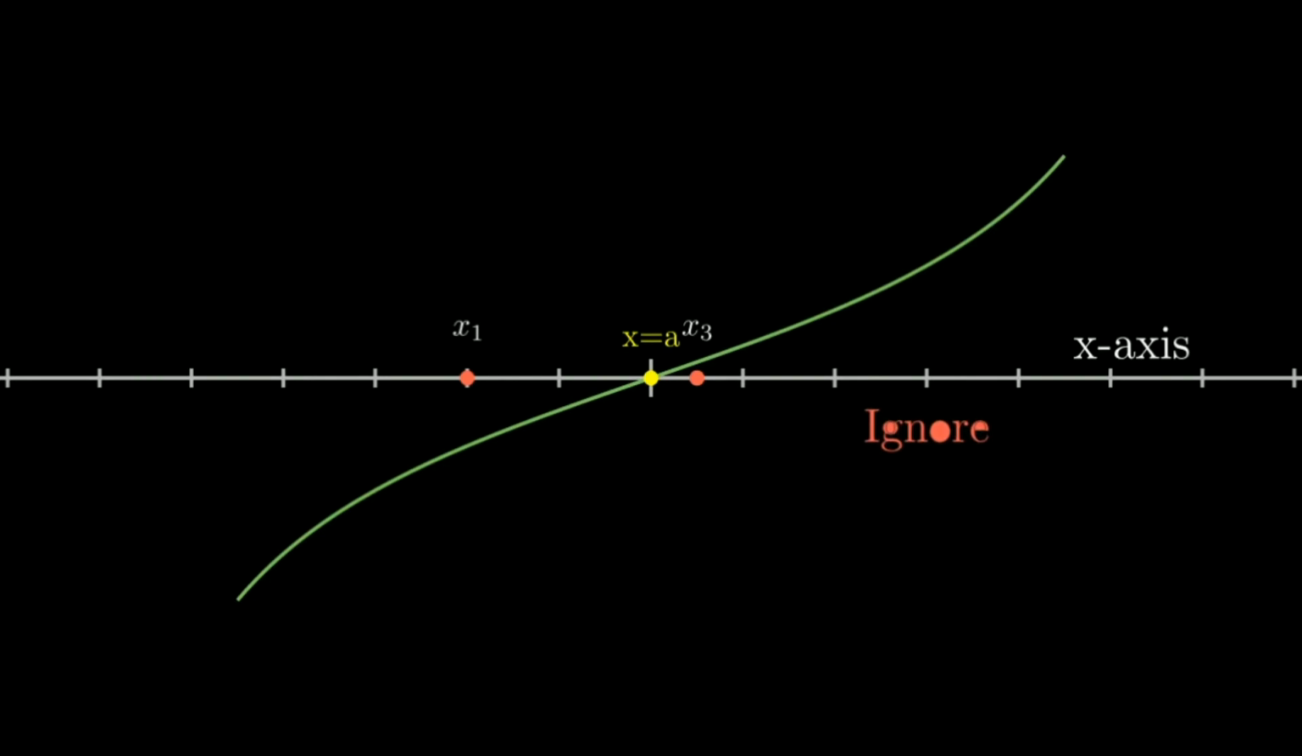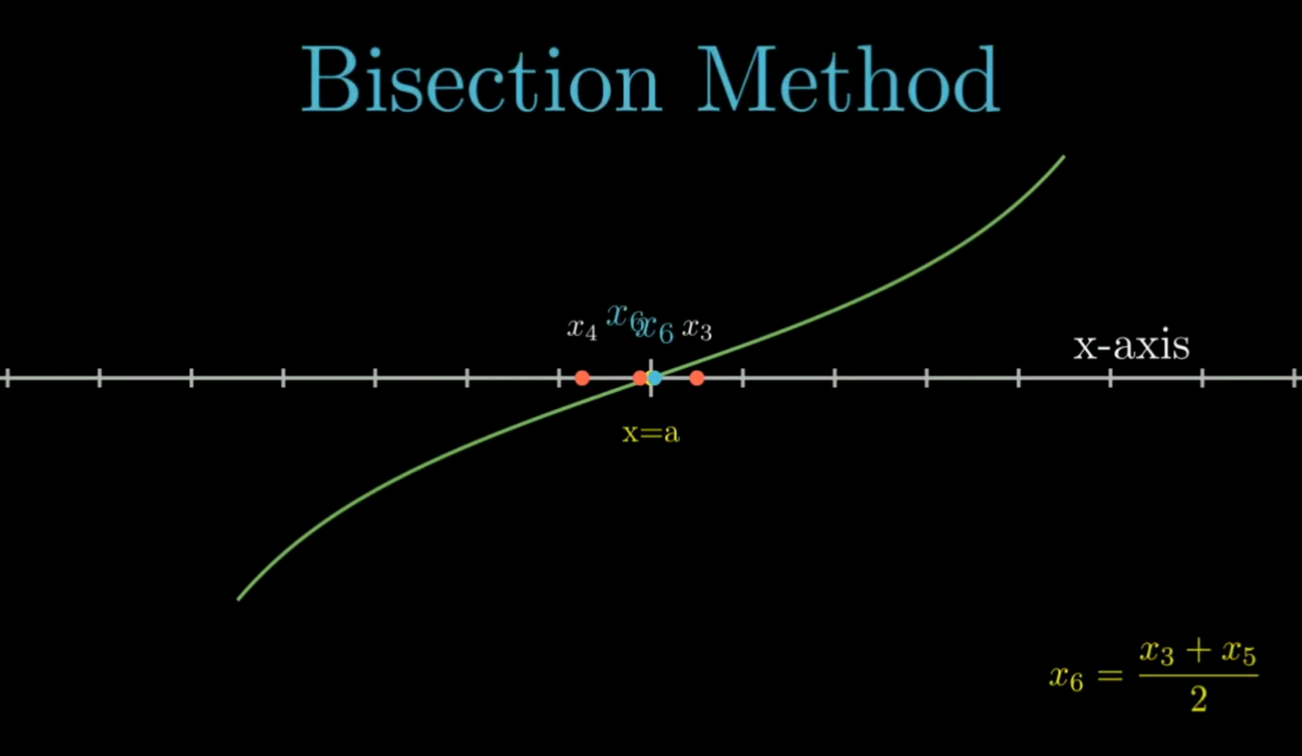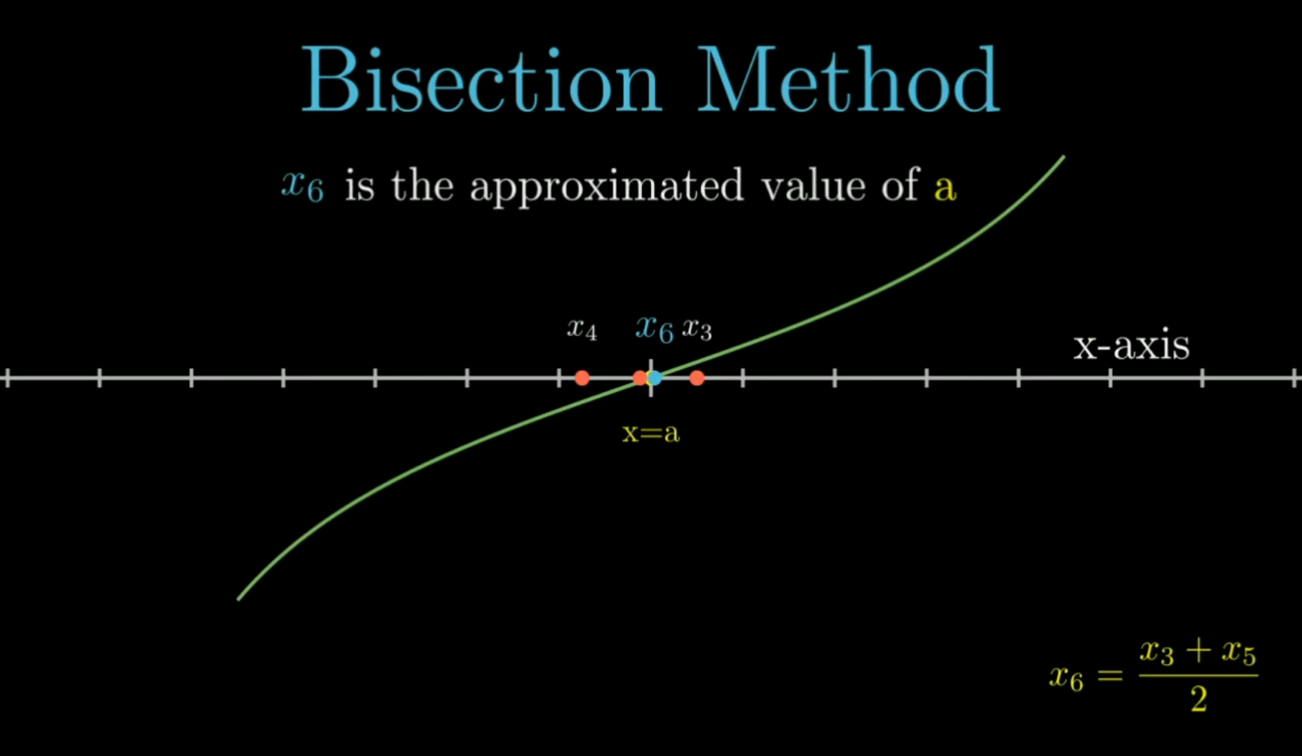We can ignore x2. We again repeat the same procedure to find x4 and we ignore x1. This process of repeating the same procedure is called iteration. And we continue to do more iterations to get the most accurate value. This method is called the bisection method. Here, x6 is the most approximated point.